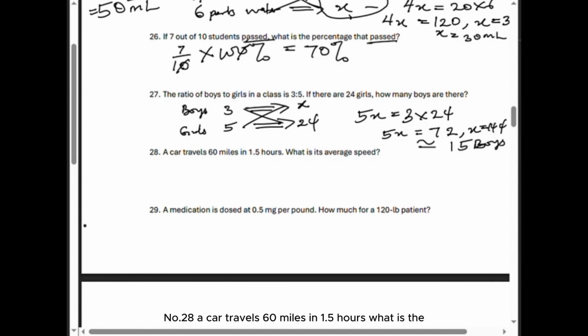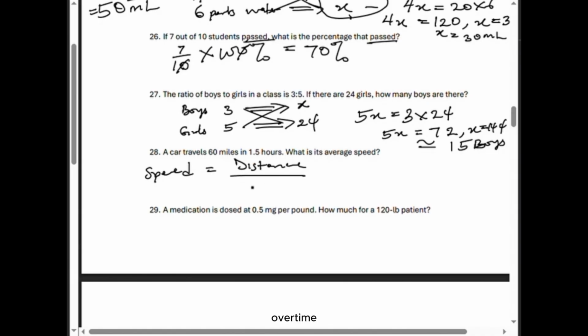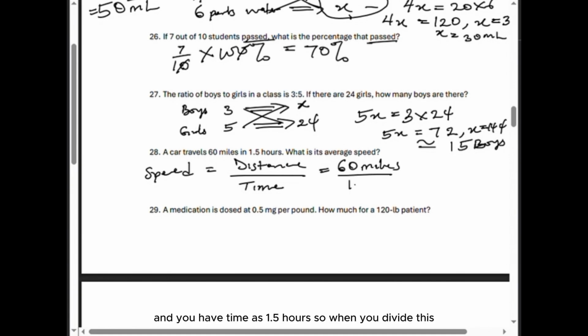Number 28. A car travels 60 miles in 1.5 hours. What is its average speed? If you're familiar with physics questions, this is going to be very easy. So the formula for speed is simply distance over time. So we have distance as 60 miles and you have time as 1.5 hours.